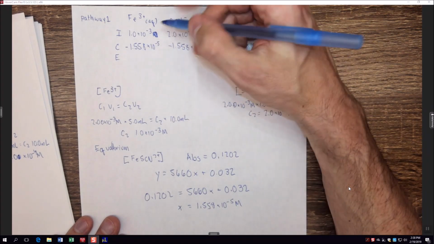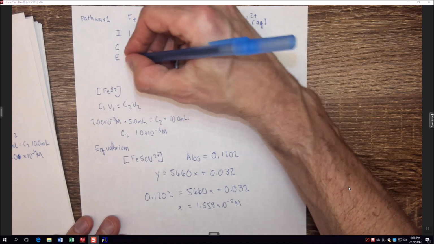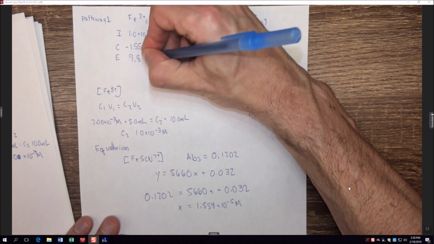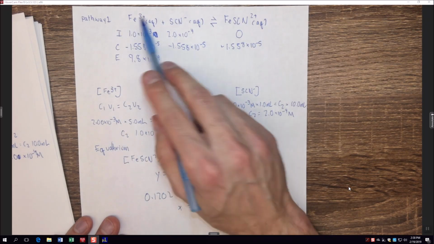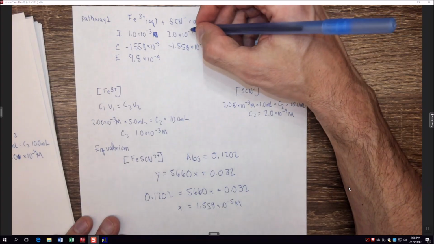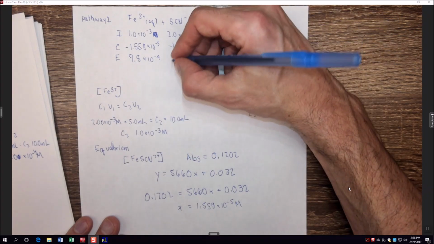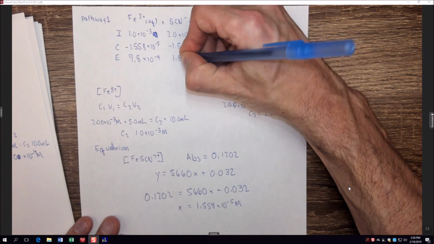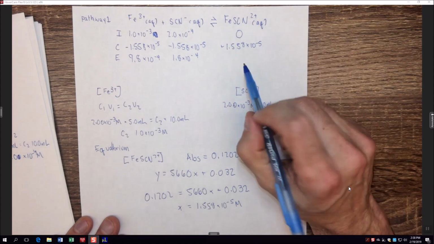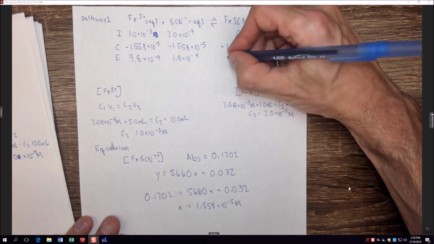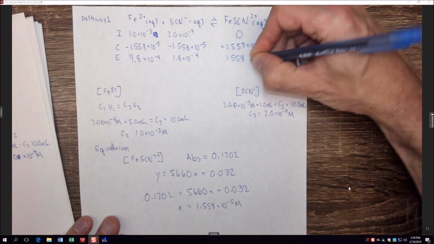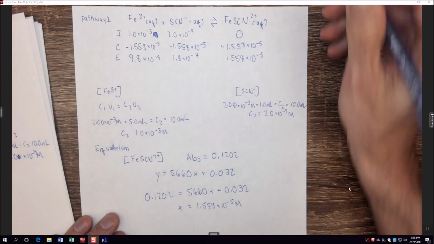And at equilibrium, so we simply take this and subtract this, we have 9.8 times 10 to the minus 4 as the equilibrium concentration of iron 3+. Then for SCN minus, we have 1.8 times 10 to the minus 4. And the equilibrium concentration of the iron thiocyanate is the same because it's 0 plus that number, so 1.558 times 10 to the minus 5.